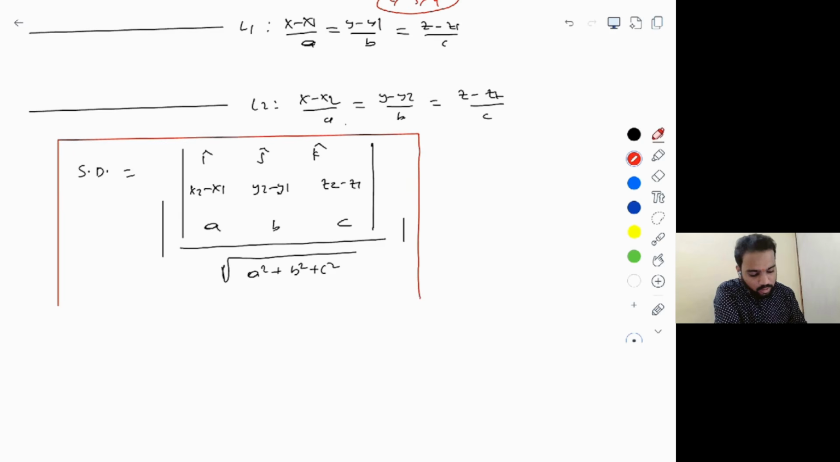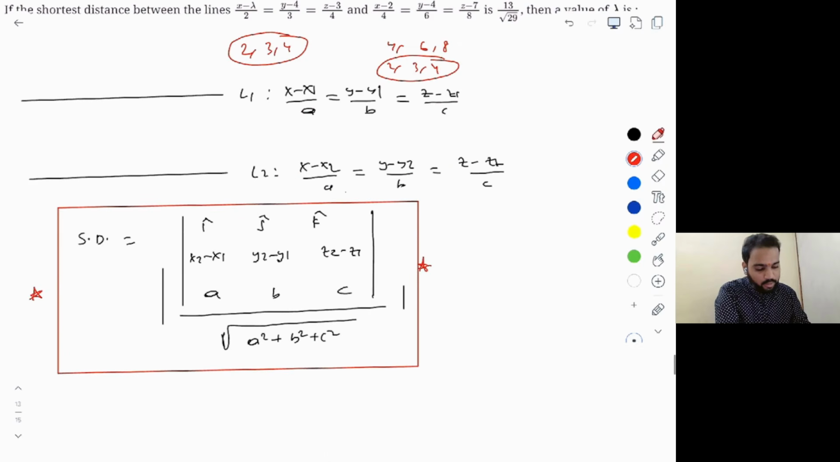It's a short trick, and there is a proper derivation also for this one, like how we got this formula. So you try the derivation by yourself, and if possible, in any of the upcoming videos, I'll try to make the derivation of this one. Okay. Now let's try to apply this thing for this question here.